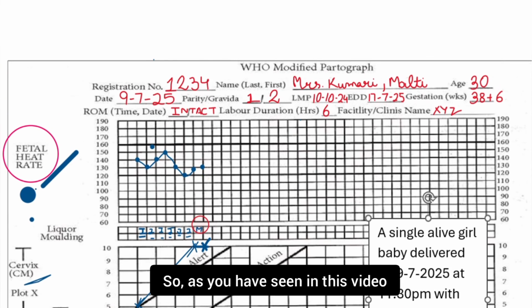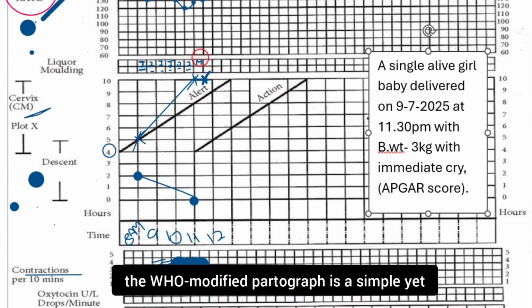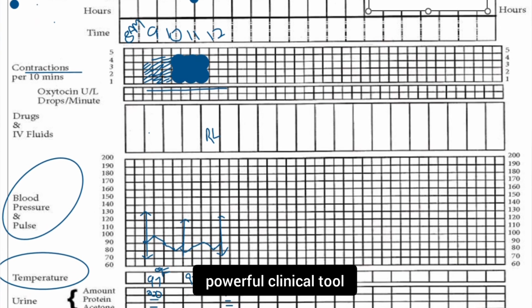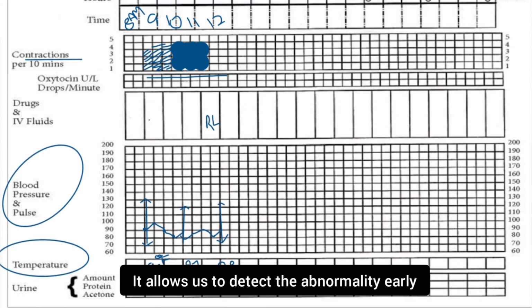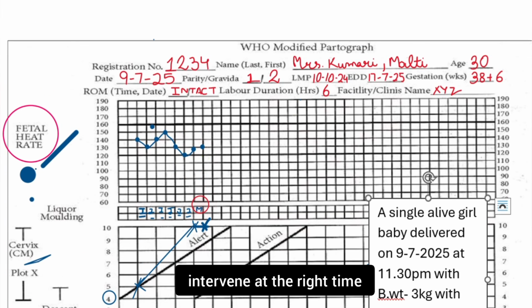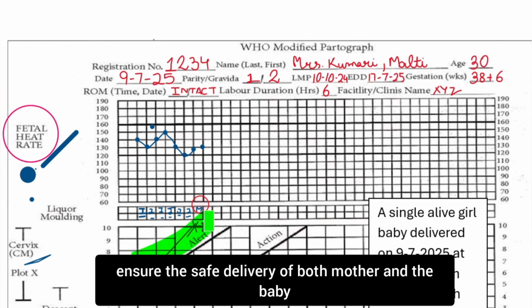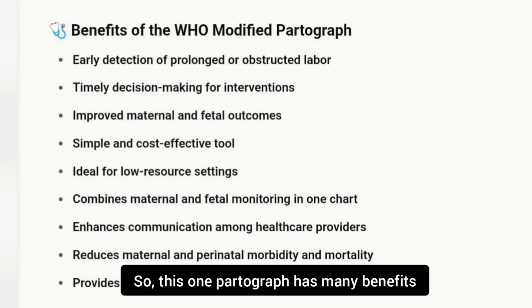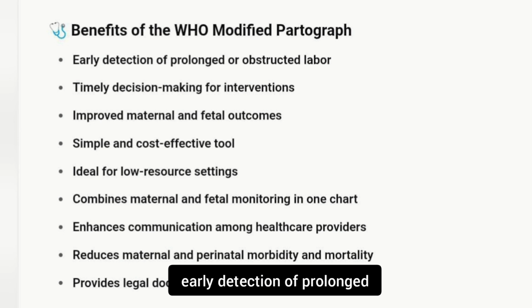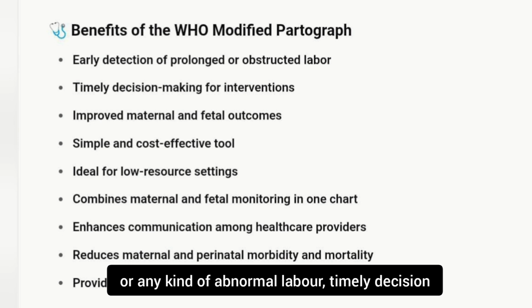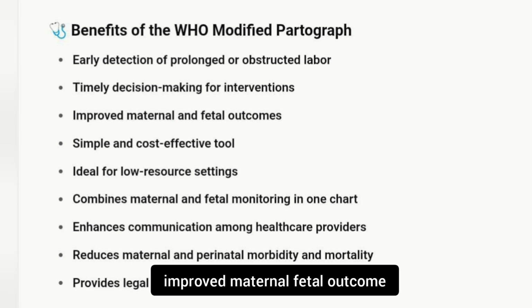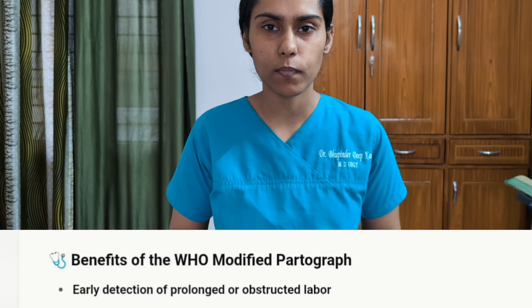So as you have seen in this video, the WHO Modified Partograph is a simple yet powerful clinical tool. It allows us to detect abnormality early, intervene at the right time, and most importantly, ensure the safe delivery of both mother and the baby. So this partograph has many benefits: early detection of prolonged or any kind of abnormal labor, timely decision, improved maternal fetal outcome, simple and cost effective.